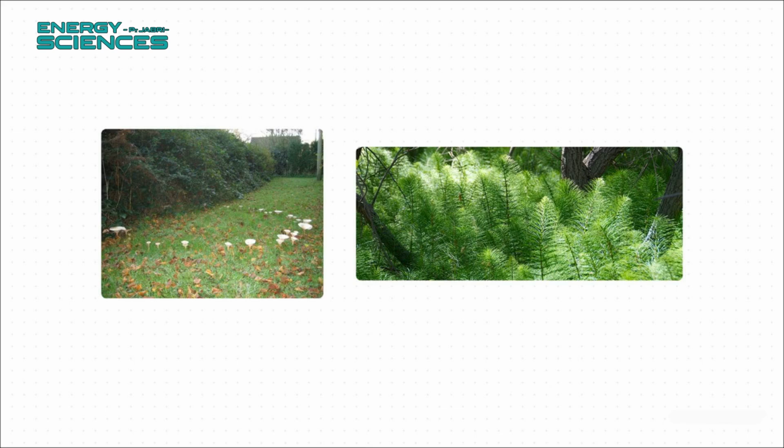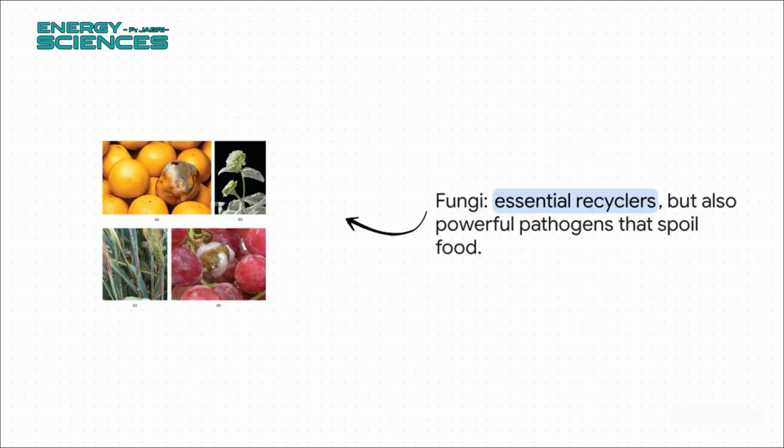Underneath the soil is this vast network that became the planet's first internet, helping early plants like these horsetails get all the nutrients they needed to survive on land. Now, fungi are nature's great recyclers. They're essential partners, for sure, but they are also incredibly powerful pathogens. They can spoil our food, they can devastate entire crops with rusts and mildews, and they can produce some of the most potent toxins known to science.